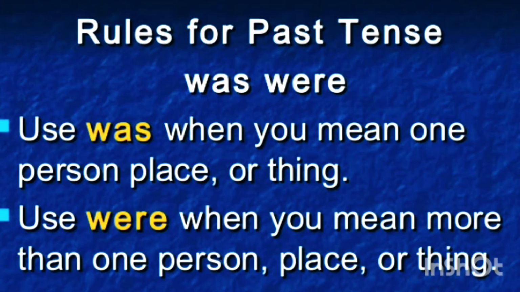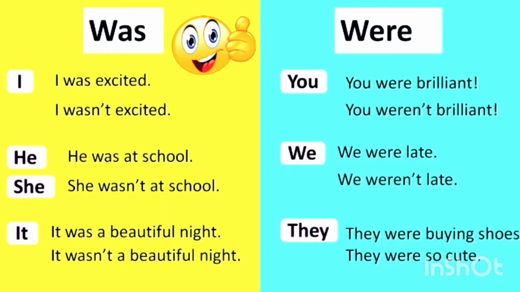Now we see the rules for past tense, that is was and were. We use was when you mean one person, place or thing, and were when you mean more than one person, place or thing. Now let's see some examples with was and were. I was excited. I wasn't excited. He was at school. She wasn't at school. It was a beautiful night. It wasn't a beautiful night.